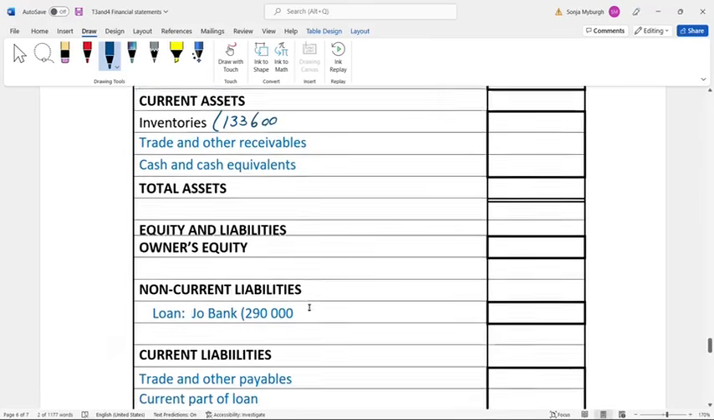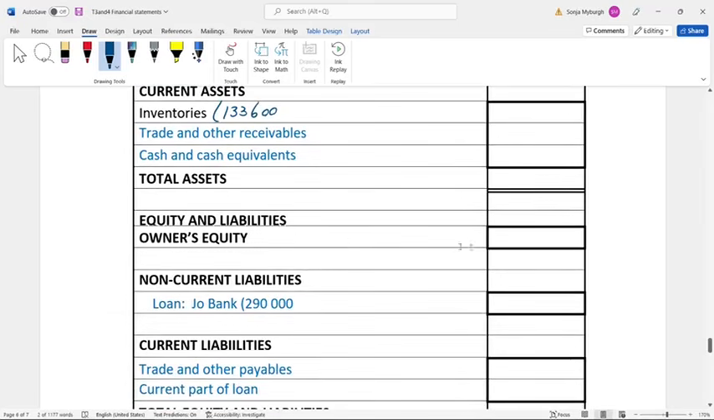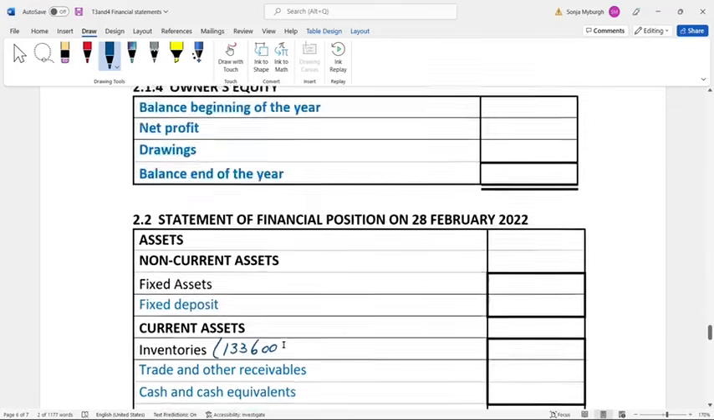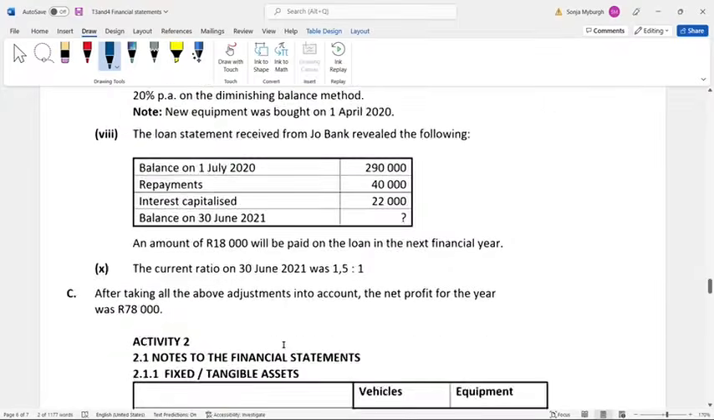Equity and liabilities, owner's equity, we must show the note. There's a loan, the 290 that they gave us, trade and other payables, and the current part of the loan. Now we can go back to adjustment number 1, and we start with the adjustment. Remember, this is now step 2. We start with the adjustments in the order given.